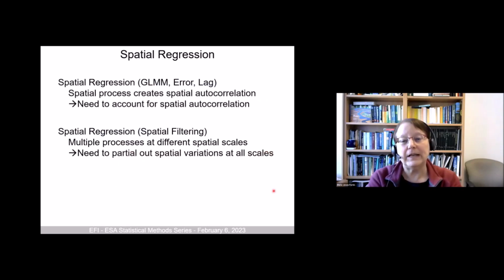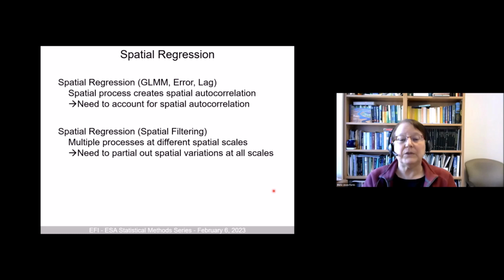So we can classify spatial regression in two big families of methods. The first one is the case where the spatial process is created by spatial autocorrelation, spatial dependency or autocorrelation. So we need to account for it. And one way to do so is using a generalized linear mixed model, a spatial error model, a spatial autoregressive model.